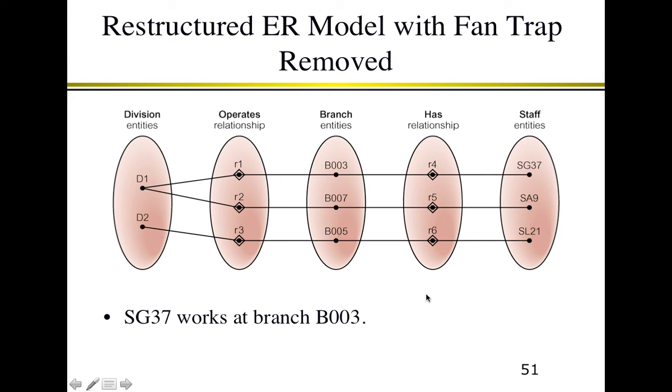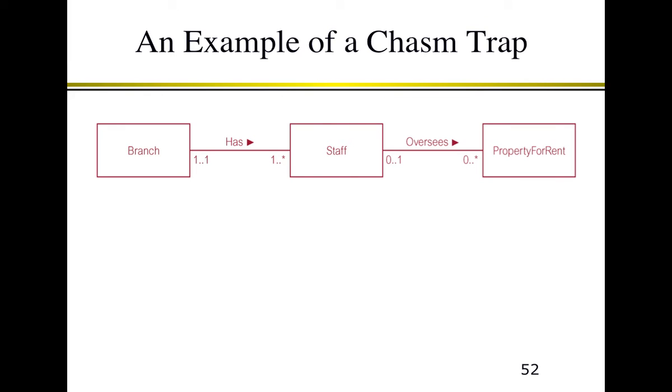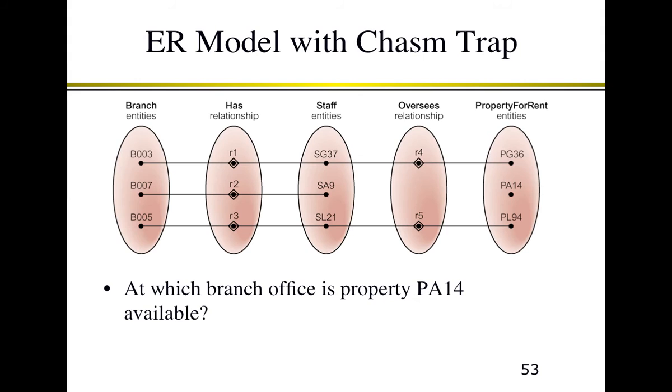And then the other one is when there isn't a connection. So we know here that SG37 works at branch 003. So here's the other one. The other one had an ambiguous connection. This one doesn't have a connection at all. This one has the branch that has staff, that has property for rent. And the question is, at which branch office is property PA14 available?